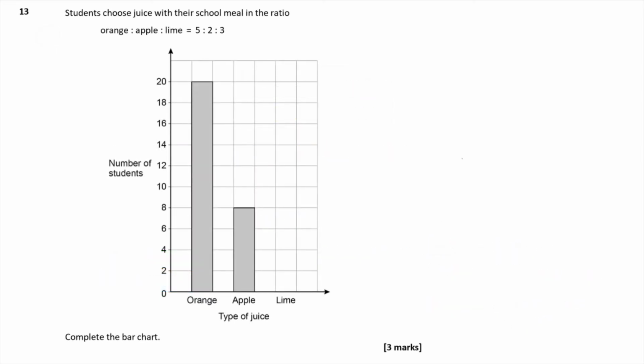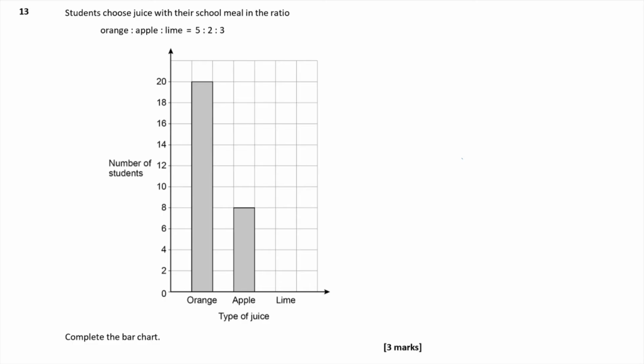Question 13. Students choose juice with their school meal in the ratio of orange to apple to lime in the ratio of 5 to 2 to 3. And we've got a bar chart here with number of students and type of juice. Orange and apple have been drawn, but there's nothing for lime currently, and we need to complete the bar chart. You'll see that my bar chart for orange is already complete at height 20, and my apple is already complete at height 8.